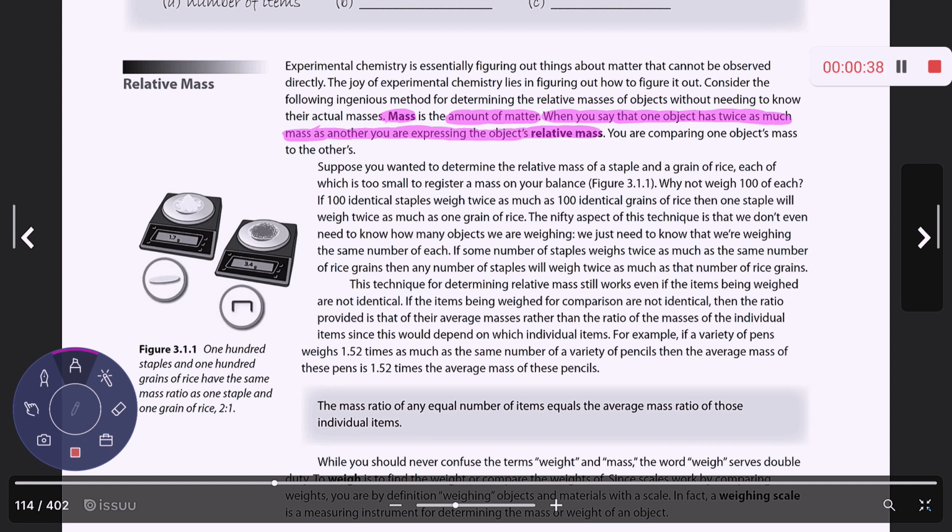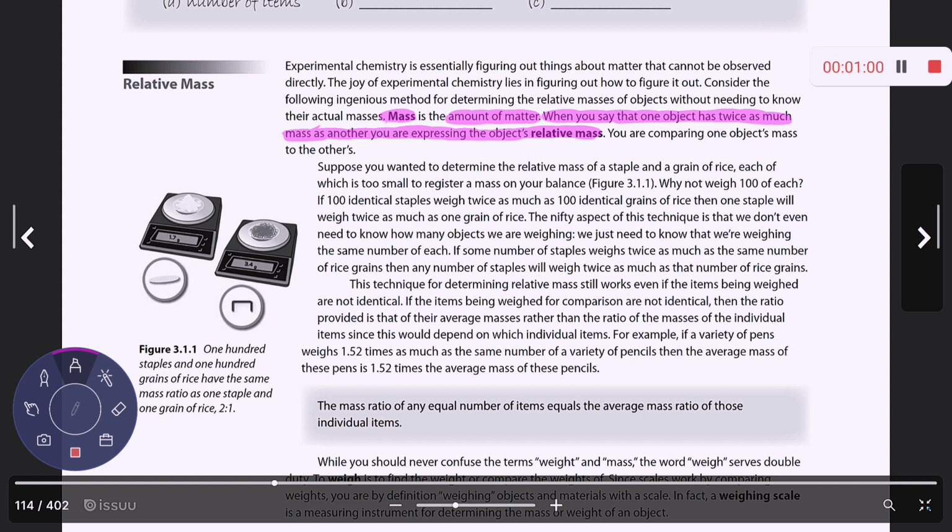Let me give you an example. If I have a staple and a grain of rice, which are obviously very small, and I'm talking about their relative masses, it would be easier if I had the same quantity of each. So if I have 100 staples and I'm comparing them with 100 grains of rice, 100 staples have twice as much mass as 100 grains of rice do.